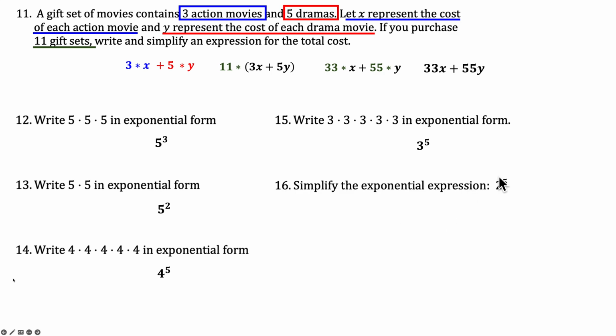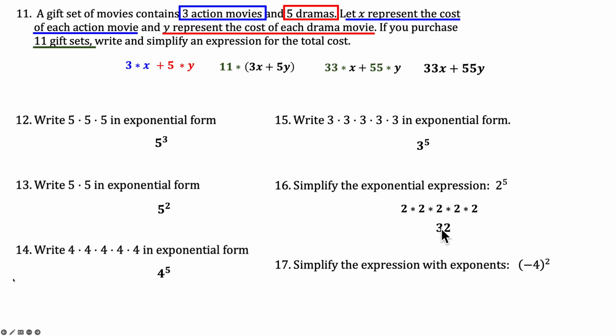2 to the fifth, and you want to simplify this. That's going to be 2 times 2 times 2 times 2 times 2. That's 2 times 2 is 4. 4 times 2 is 8. 8 times 2 is 16. 16 times 2 is 32.